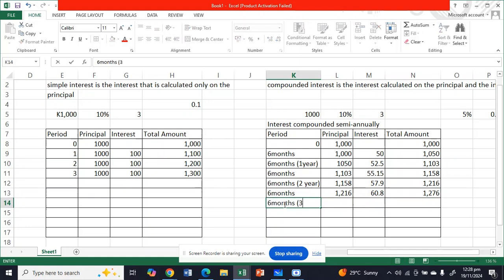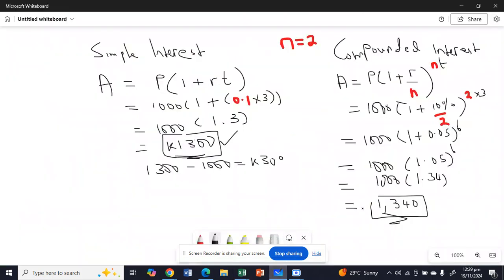Another 6 months pass. We're in year 3. Calculate the interest. So we have here 1,276 kwacha. We calculate the interest, 5% of this amount, which gets 63.8 kwacha. Add this. So after 3 years, we have 1,340 kwacha in our bank account. As you can see, this 1,340 was calculated here. This is how much we're going to have in our bank account after 3 years.